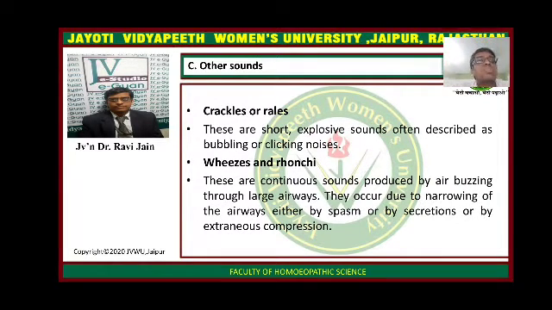Other sounds include crackles or rales. Crackles or rales are basically short, explosive sounds, often described as bubbling or clicking noises. Next we have the wheezes and the rhonchi. Wheezes and rhonchi are continuous sounds produced by air buzzing through the large airways. They occur due to narrowing of the airways, either by spasm, by secretion, or by extraneous compression.